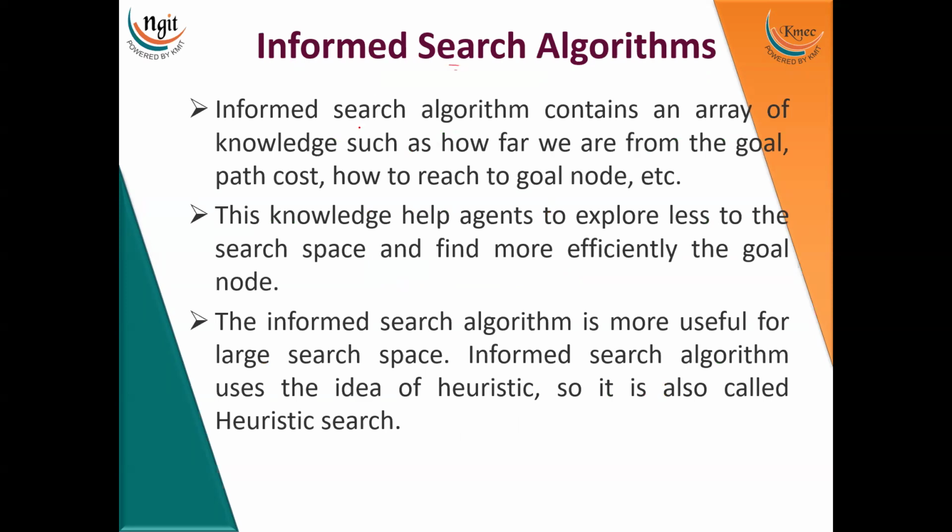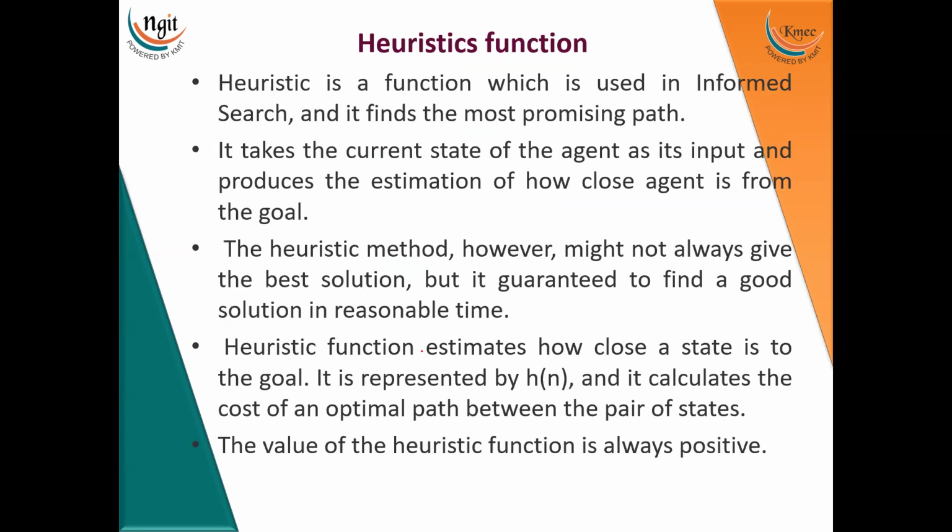This informed search algorithm contains an array of knowledge, such as how far we are from the goal, the path cost, and how to reach the goal node. This knowledge helps the agent explore less of the search space and find the goal node more efficiently. The informed search algorithm is more useful when we have a large search space, and it uses the idea of heuristic. So it is also called the heuristic search algorithm.